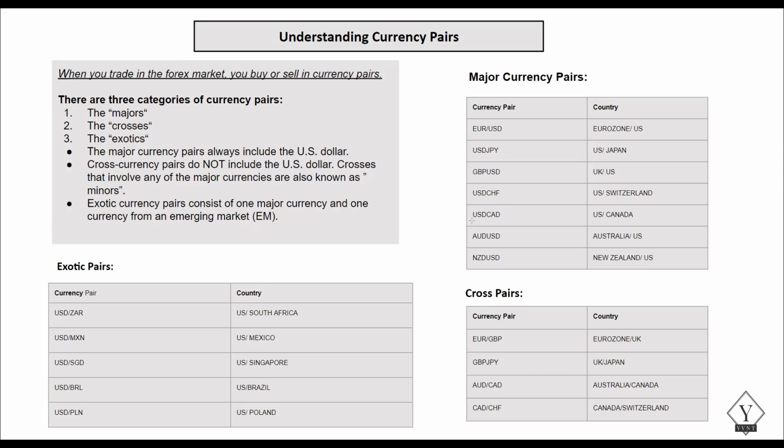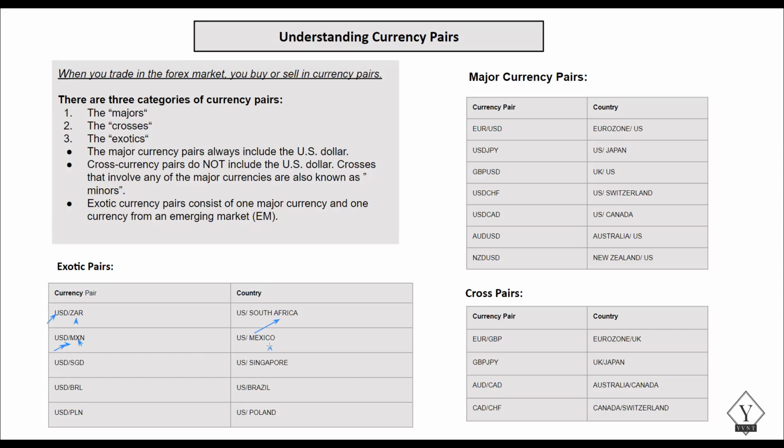GBP USD stands for the Great British Pound. This is how it's pronounced. You will notice that a lot of pairs are pronounced differently, so the currency pair is not always the same name as the country. For example, USD ZAR means the US dollar and the ZAR. The ZAR is from where? It's from South Africa, right? So as you can see, it's not named after the country, it's USD ZAR.